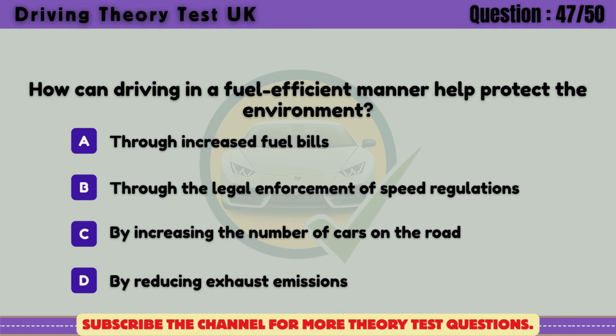Option A. Through increased fuel bills. B. Through the legal enforcement of speed regulations. C. By increasing the number of cars on the road. D. By reducing exhaust emissions. Answer is D. By reducing exhaust emissions.